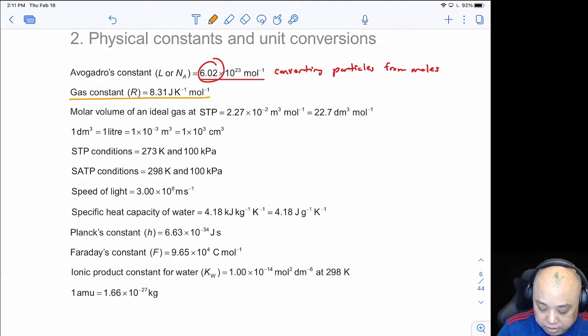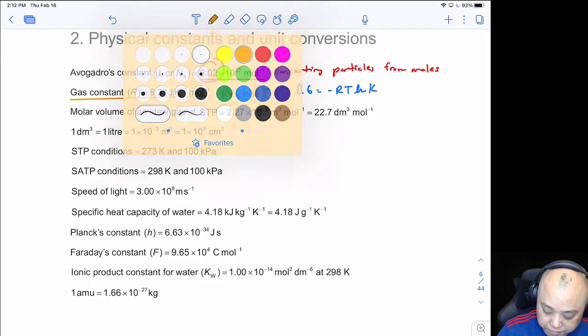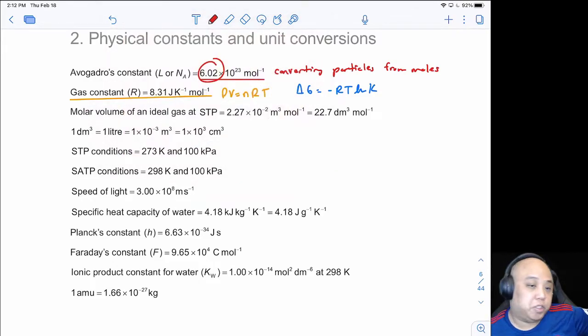Okay, gas constant. We see the gas constant used, like we said before, in PV equals nRT. For higher level, you see it in delta G equals negative RT ln K. So it's 8.31 joules per Kelvin mole. This is different than SAT 2 and different than AP Chemistry, where they use 0.0821 liters times atmospheres per mole Kelvin. So just be aware that the constant is different, but this is the one that we've used for the last 3 years of chemistry.